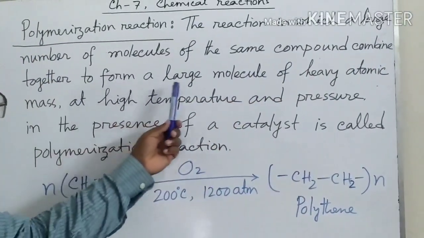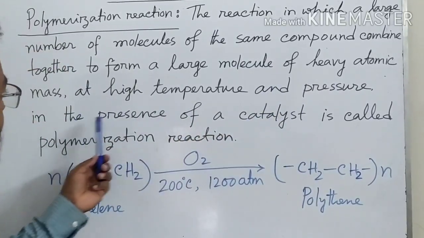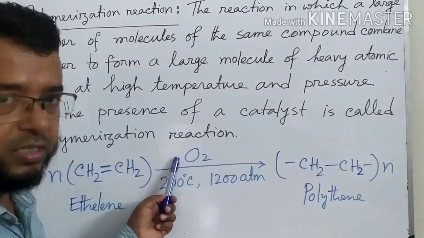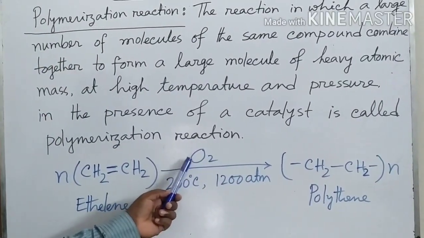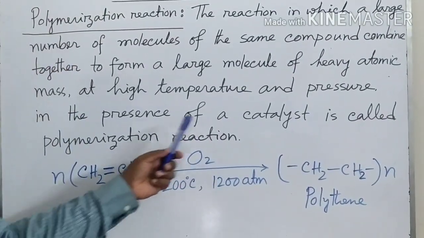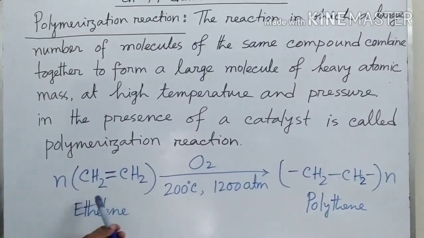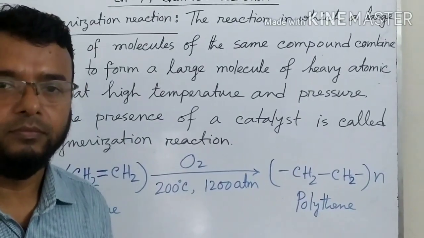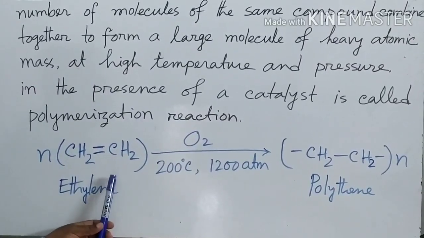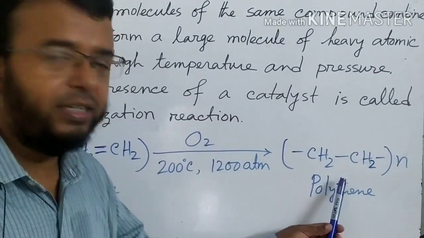Okay, now I am telling: the reaction in which a large number of molecules of the same compound combine together to form a large molecule of heavy atomic mass at high temperature and pressure in the presence of a catalyst is called polymerization reaction. Here oxygen is a catalyst. Now what is catalyst? The substance which remains present in the chemical reaction to accelerate the chemical reaction is called catalyst. After the reaction it remains unchanged. Okay, that is polymerization reaction. Here ethylene is the monomer. Mono means one, it is monomer, and polythene is the polymer.